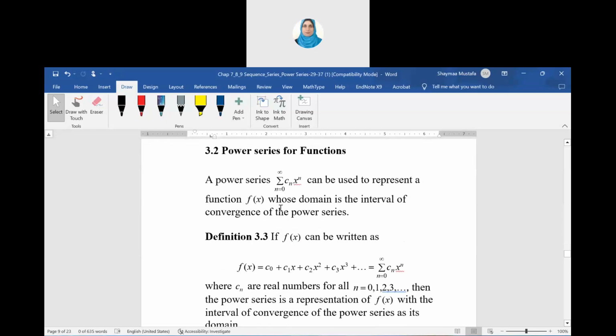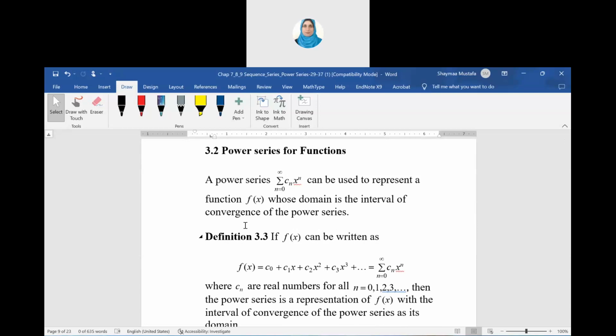Okay, today we will go for the power series of a function. How can we write the power series for a function? Why do we need to write any function as a power series?